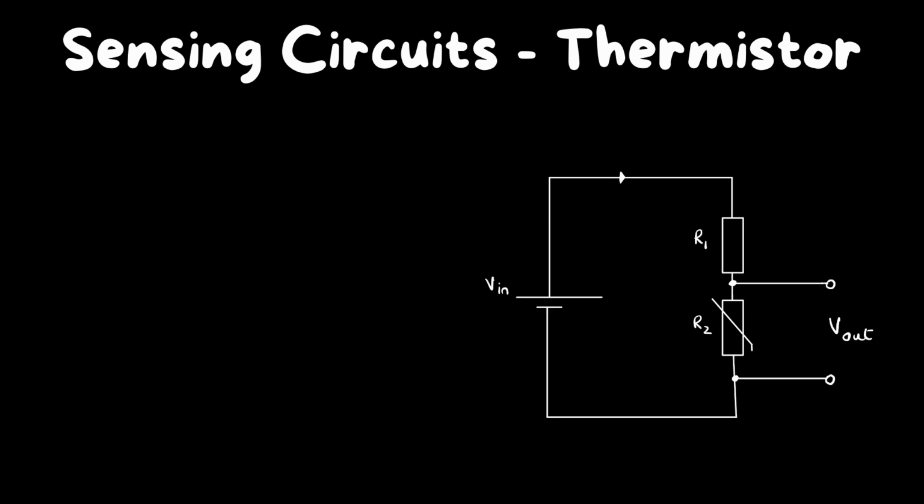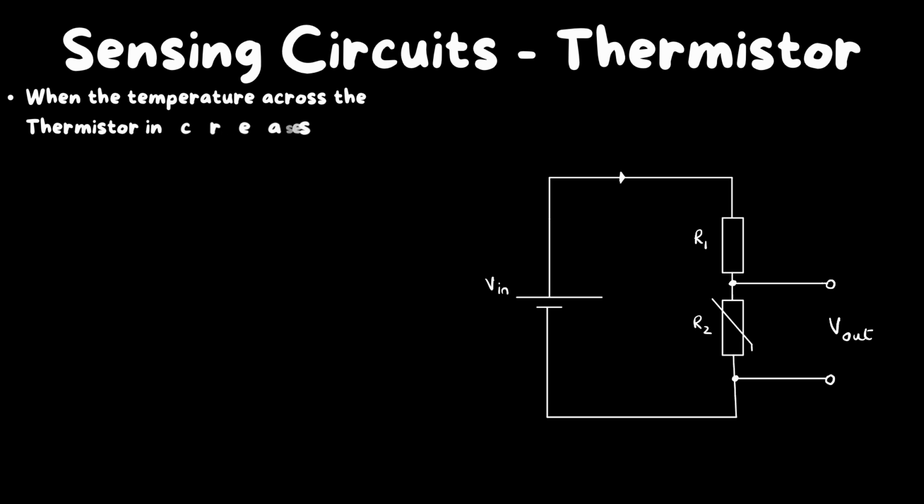Sensing circuits for thermistors work very similar to those for LDRs. Here we've got two resistors, R1 which is a fixed resistor and R2 which is a thermistor, and we have seen that when the temperature across a thermistor increases, its resistance decreases, and again the potential difference would decrease as well.